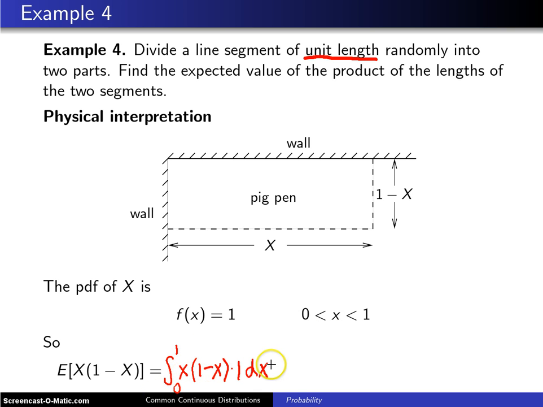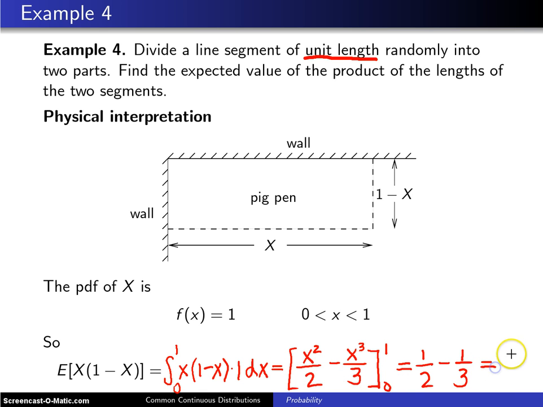Well, the first thing we're integrating here is x, and when you integrate x, you get x squared divided by 2. And then the second thing that is being integrated is minus x squared, and that will give you minus x cubed divided by 3. That is evaluated between 0 and 1. When you plug in a 1, you get 1/2 minus 1/3. When you plug in 0, you get 0. 1/2 minus 1/3 is 1/6. So the expected area of this pig pen here will be 1/6.